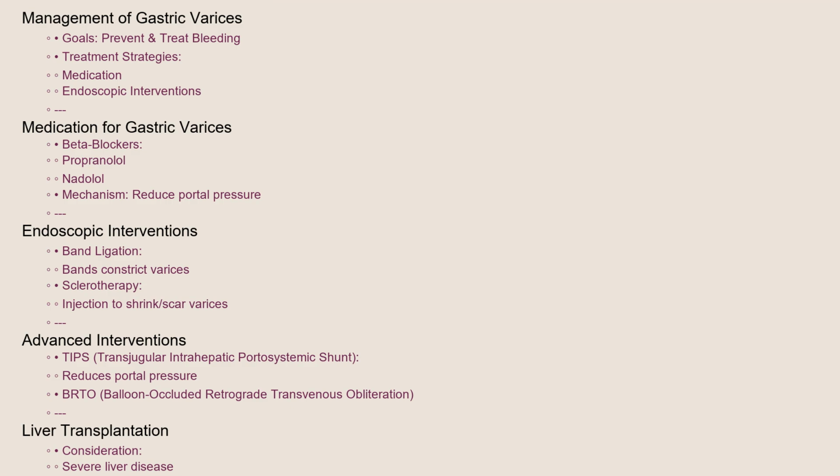In some cases, a procedure called TIPS, or transjugular intrahepatic portosystemic shunt, may be necessary. TIPS involves creating a channel between the portal vein and a hepatic vein to reduce portal pressure. Balloon-occluded retrograde transvenous obliteration, BRTO, is another interventional radiology technique specifically for gastric varices. Liver transplantation may be considered in patients with severe liver disease and recurrent variceal bleeding.